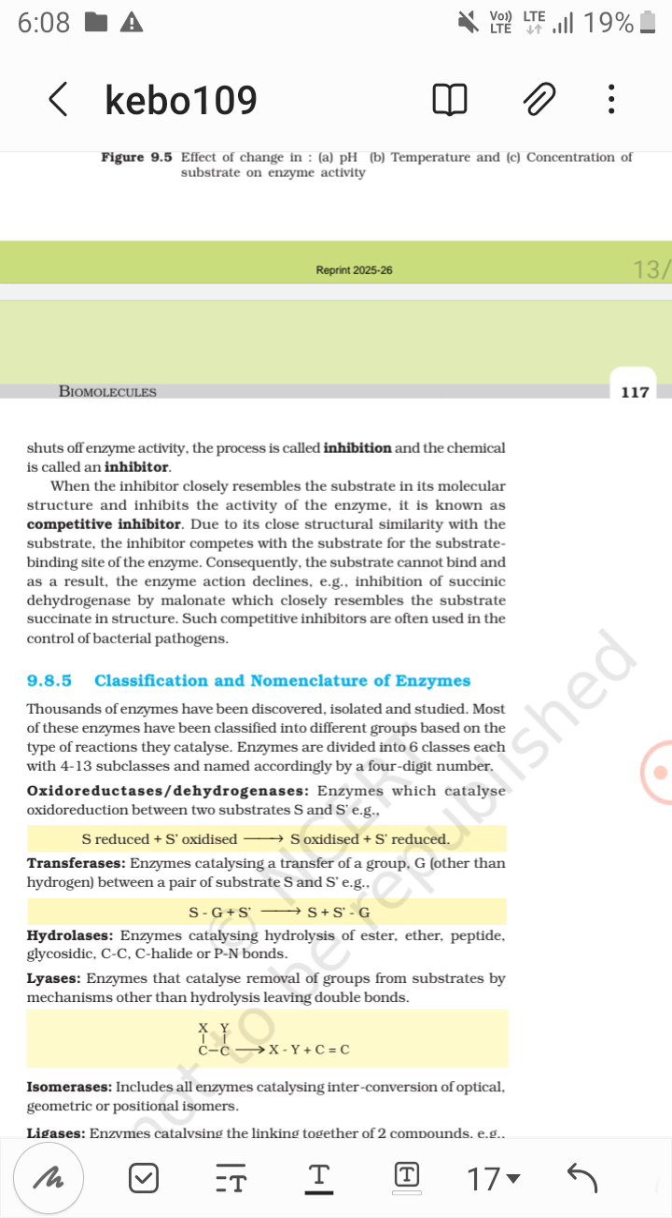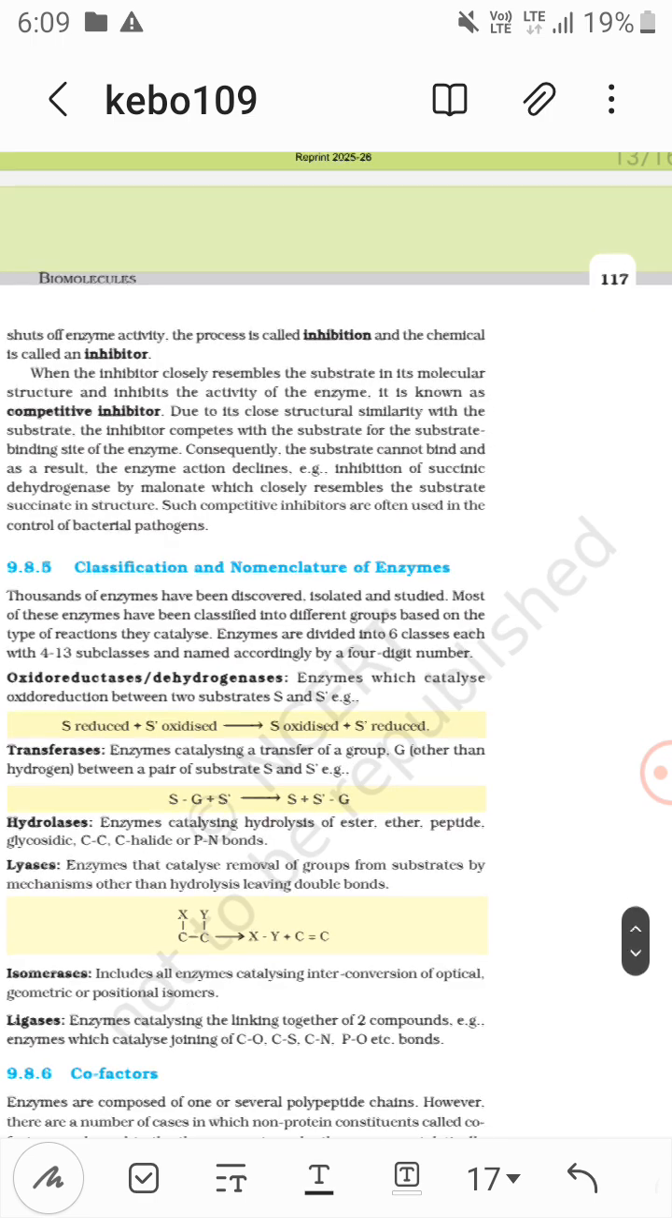Now, inhibition of succinic dehydrogenase, it is an enzyme, okay. Malonate is the inhibitor, and the substrate is succinate. Competitive inhibitors are often used in the control of bacterial pathogens.